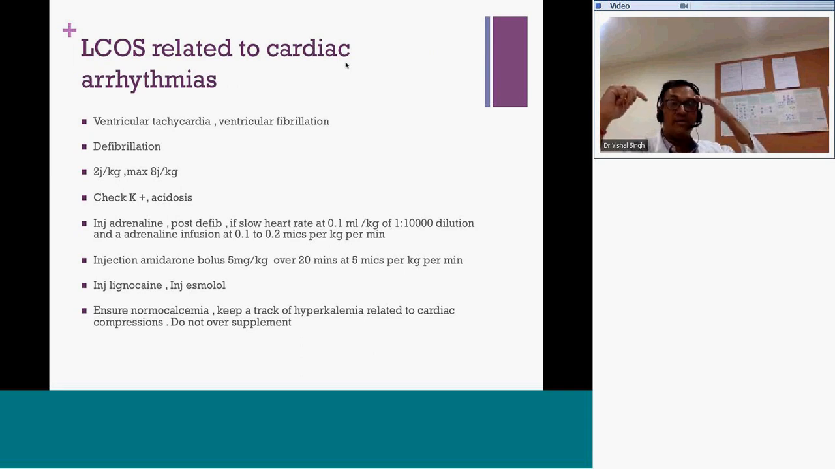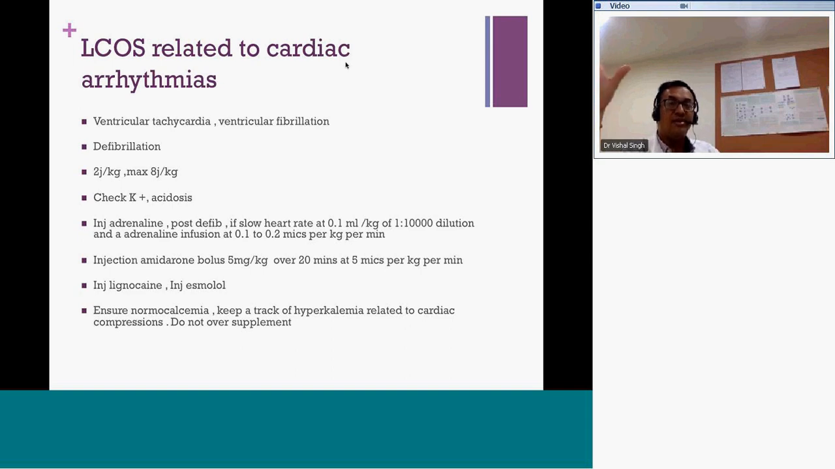Low output related to cardiac arrhythmias. Now, a cardiac arrhythmia of some form has happened, which could be an AV block, which will need dual chamber pacing. There could be ventricular tachycardia, ventricular fibrillation. There could be an SVT. There could be a bradycardia, which could be responding to atropine, or sometimes not responding. Then you have to do a VVI or an AV sequential. So, patients may have LCOS related to cardiac arrhythmias in the postoperative period.